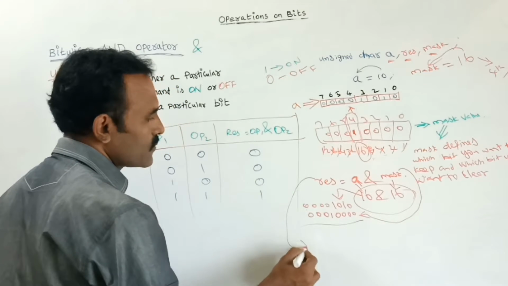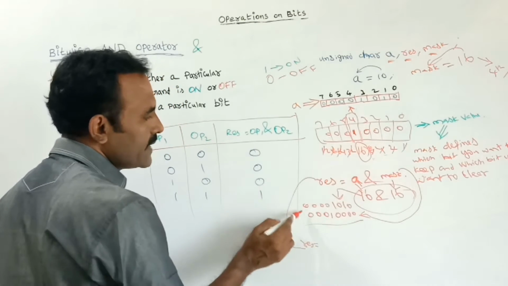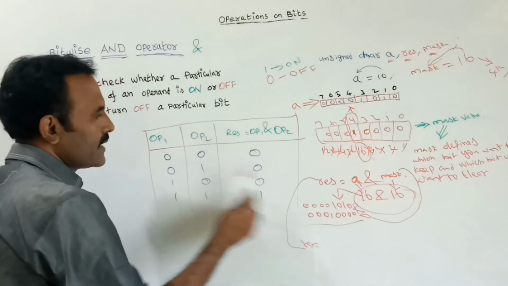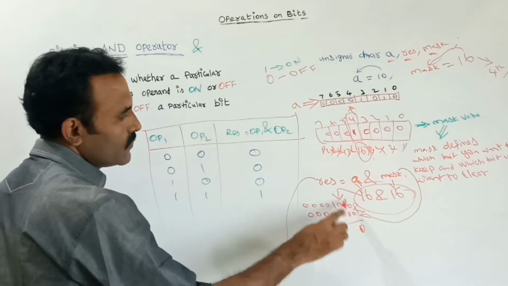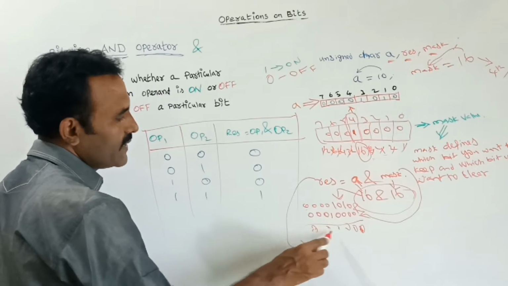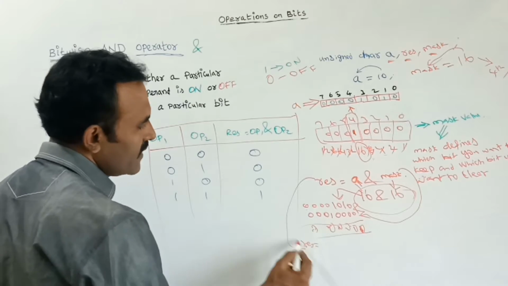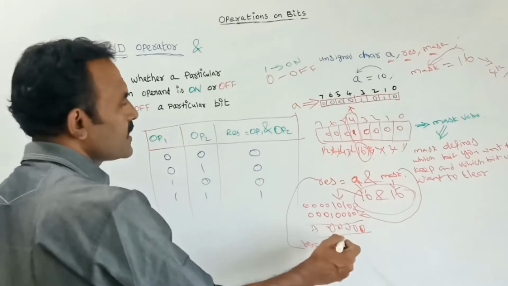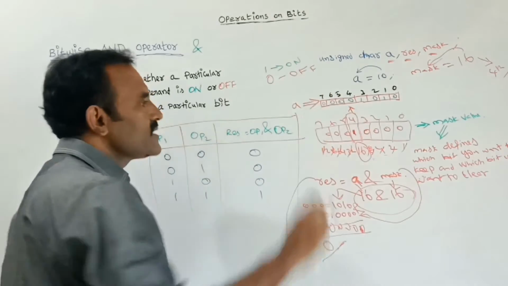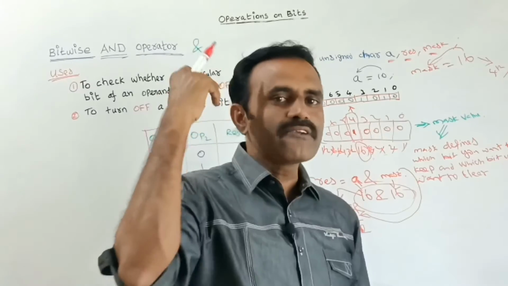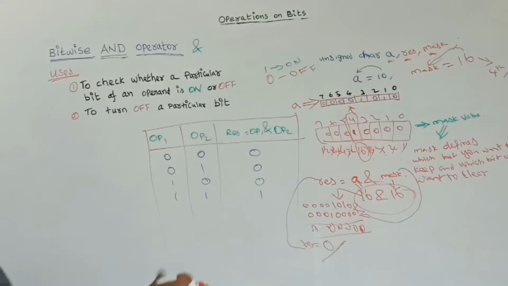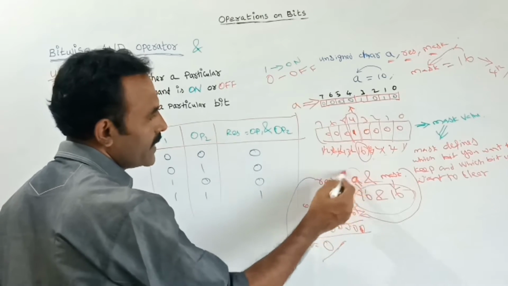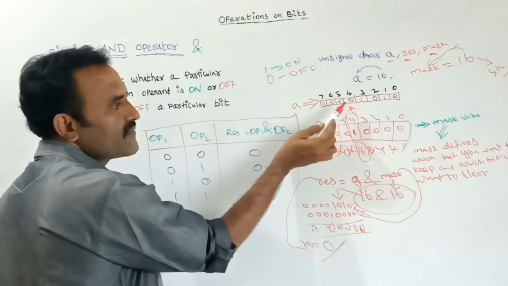Next, result is equal to A ANDed with this mask value. See here, applying this table, 0 and 0 is 0, 1 and 0 is 0, everything is 0. So what is the result value? The result value is 0. If the result is equal to 0, then that particular bit position is 0. So this fourth position bit value is 0 in the operand A. In this way we can find it. What is the fourth position value? It is 0.